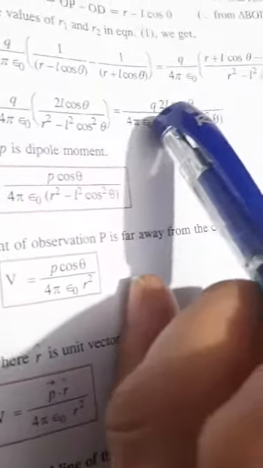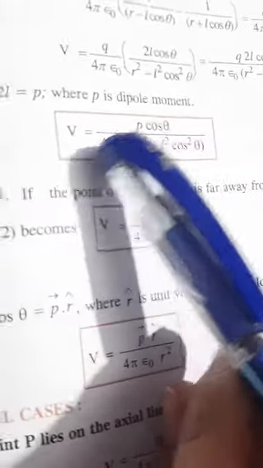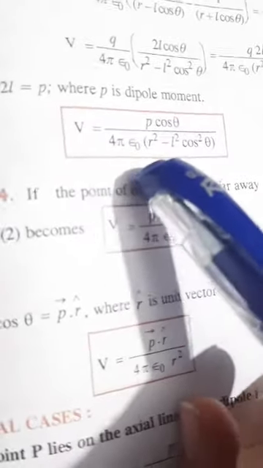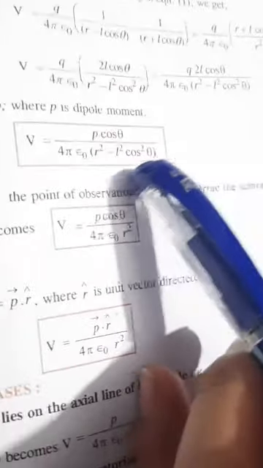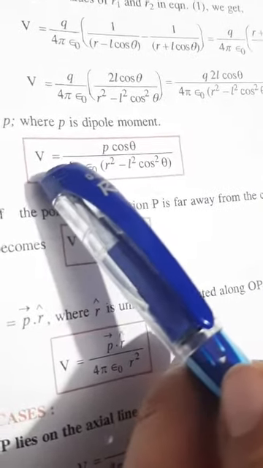And see here, this charge into distance, charge into 2L distance is equal to the dipole moment. So the formula of V is P cos theta upon 4 pi epsilon naught into R square minus L square cos square theta. This is the electric potential due to a dipole.